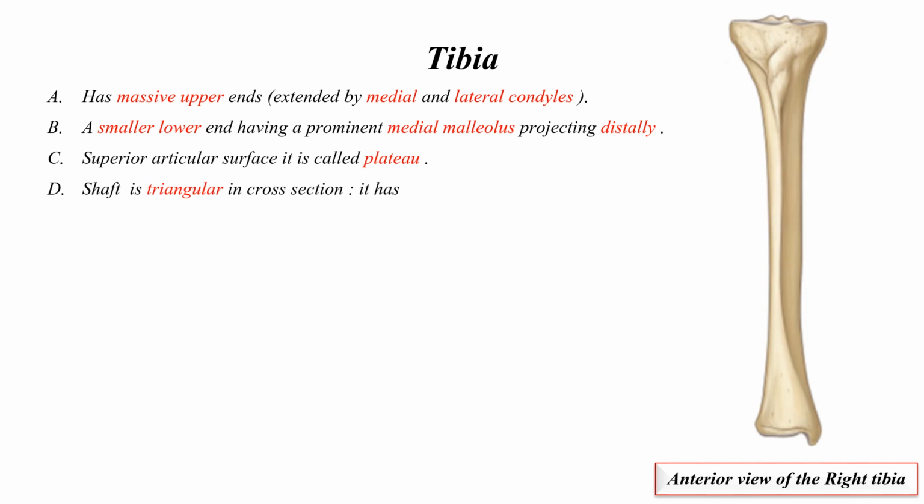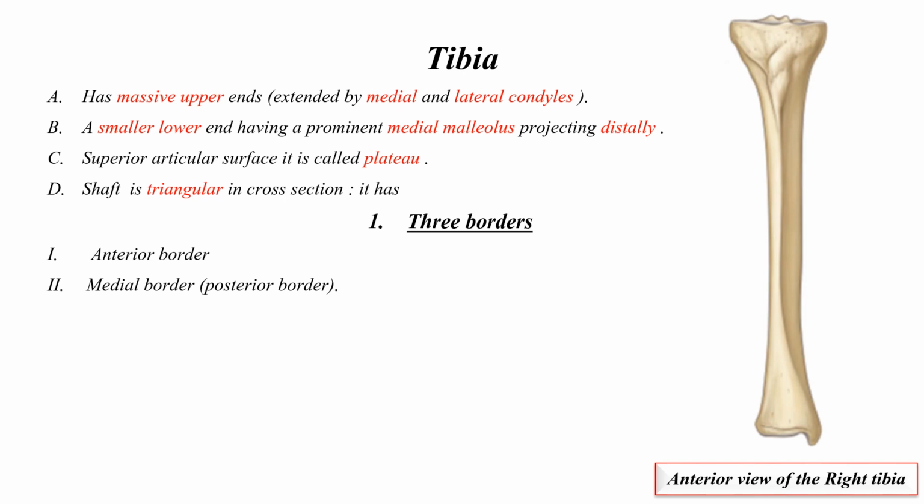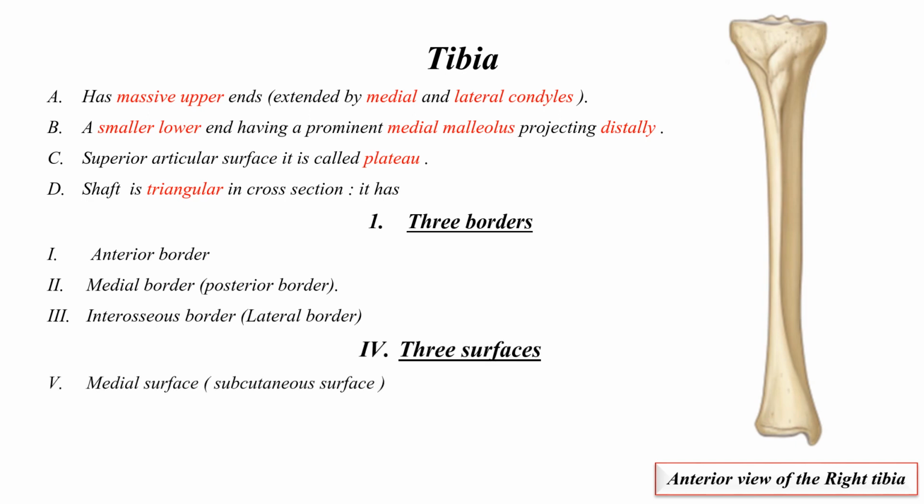The tibia has a shaft. The shaft of the tibia is vertical in the standing position. It is triangular in cross section, so it has three borders and three surfaces. The three borders of the tibia are the anterior border, the medial border, also called the posterior border, and the interosseous border or the lateral border. It has three surfaces: the medial surface or the subcutaneous surface, the lateral surface, also called the extensor surface, and the posterior surface, also called the flexor surface of the tibia.